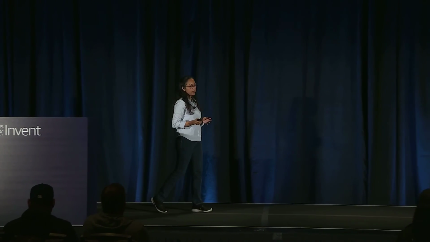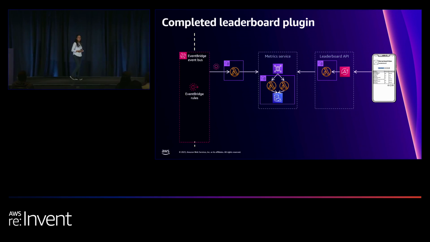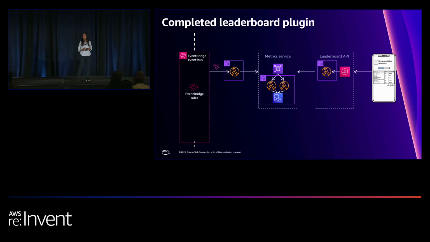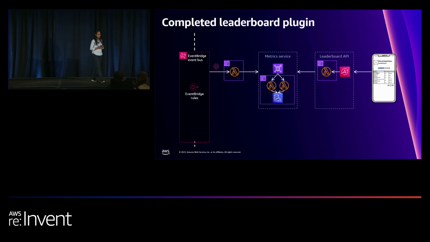So this is the end-to-end architecture for the Leaderboard plugin. And we've used 3 different API architecture styles here. We've used async API with Amazon EventBridge to ingest the metrics. We're using REST with Amazon VPC Lattice for our internal VPC-based metrics tracking service. And finally, we're using GraphQL with AWS AppSync for our public-facing API that is accessed by mobile applications and other devices.